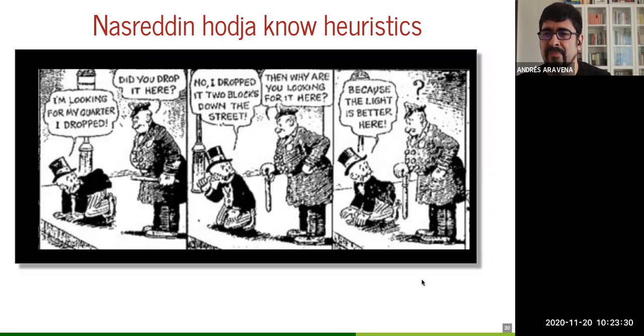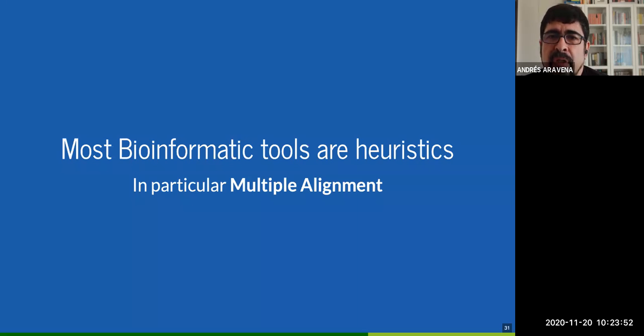So that is a heuristic. You don't look in the correct place, you look where it is easy to find. That is BLAST. You look at the easy one, not the correct one. And this is important because most bioinformatics tools are heuristics, because the bioinformatics problems are too complex to be solved exactly. In particular, multiple alignment, which we will talk about later, is mostly about heuristics, because we will see quickly it is too hard to be solved correctly.